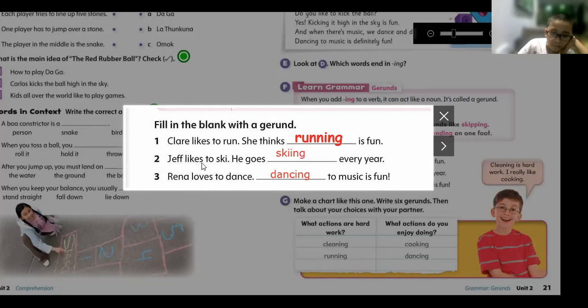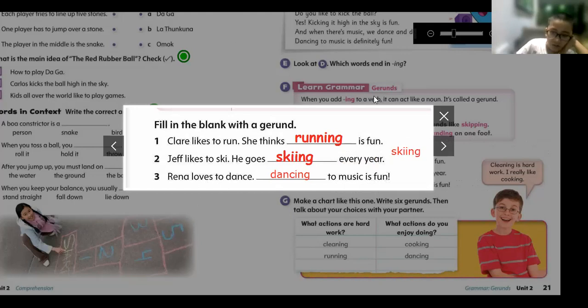Number two, Jeff, can you please read this one? Number two? Don't like to ski. He goes every year. All right, so that's skiing. Okay, very good. So it is now acting as a gerund, or the noun, in the sentence.